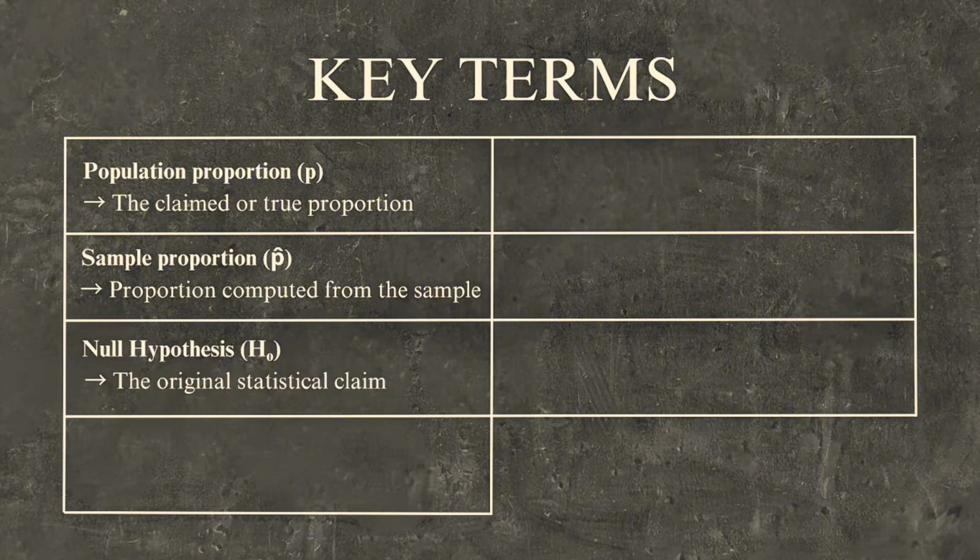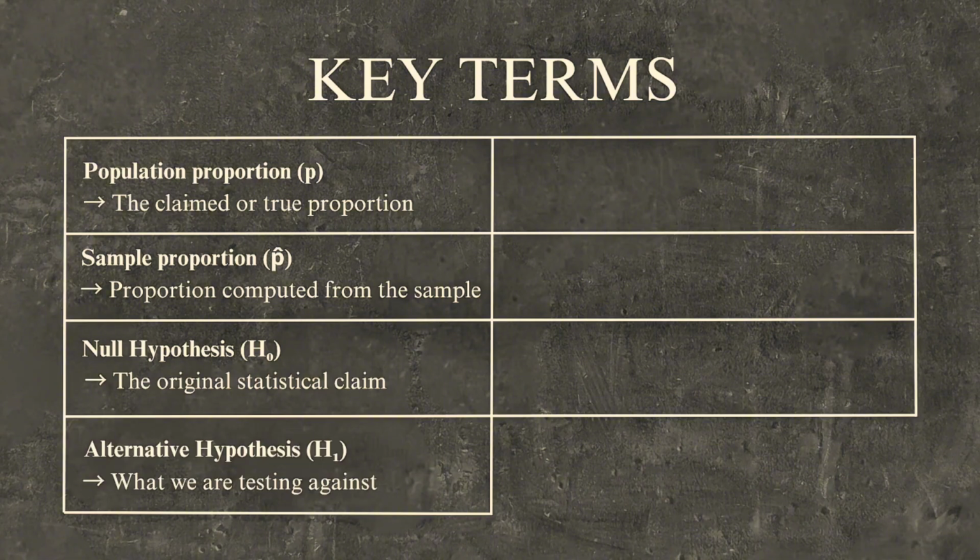Next, null hypothesis or our H sub 0. This is the original claim. It usually shows that there is no change or no difference. Number 4, alternative hypothesis or our H sub 1 or H sub A. This shows that there is a difference, change, or effect.